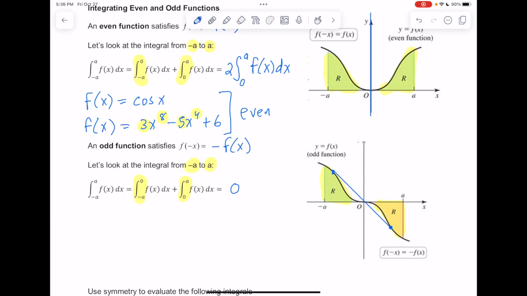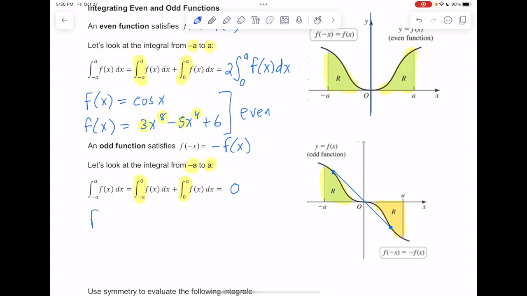So for an odd function, you don't have to find the antiderivative. You don't have to plug in any numbers. If you have those symmetric boundaries, you just know you're going to have that 0 answer. So this one's more important to recognize than the one where you're working with an even function. The even function thing is nice. The odd function thing is great. So we need to make sure we recognize that one.